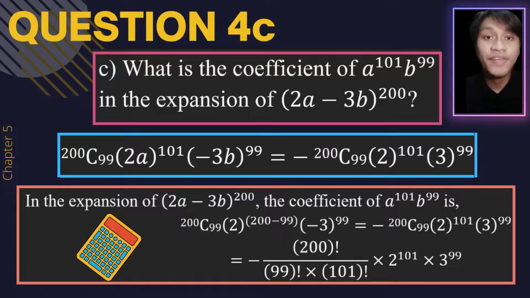of 9. Moving on to part C, which is quite similar to the one in part B, since this question asks us to find the coefficient of a to the power of 101, b to the power of 99 in the expansion of 2a minus 3b to the power of 200. First thing first, we need to find the expression of the coefficient from the given terms using the binomial theorem, and we obtain 200 choose 99, 2a to the power of 101, negative 3b to the power of 99.